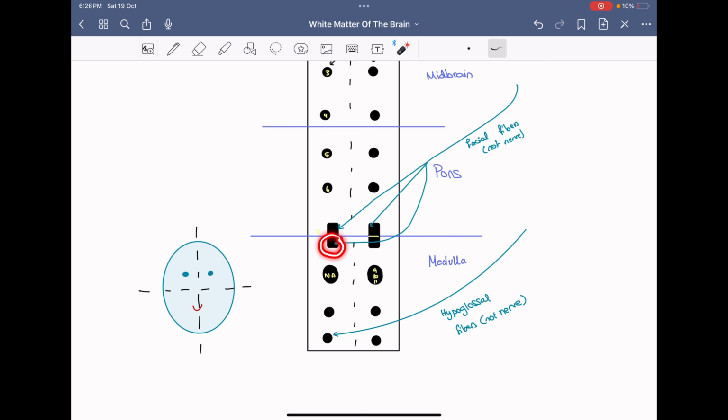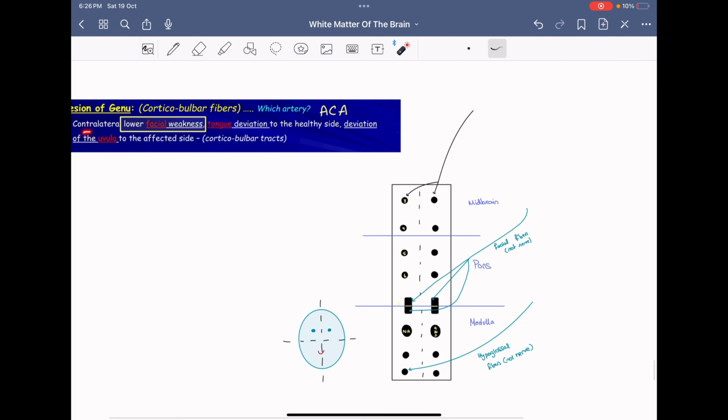Only this side. So that's why when you have a lesion on one side of the upper motor neuron fibers, you're only going to get a problem in the contralateral lower side of the face. So this is the only part that's going to be affected in a lesion in the upper motor neuron. Again, this got knocked out, so this is only affected because all of the other parts are supplied by the other side. So now we understand why it's contralateral lower facial weakness.